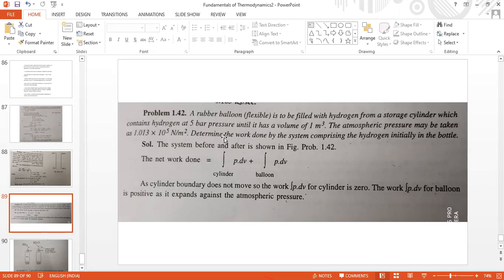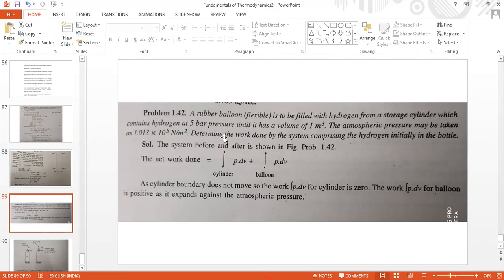That means initially it is flat. That means nothing is there in the rubber balloon, so 0 volume is there. So the initial volume of the rubber balloon is 0, and finally it has to be filled with hydrogen from a certain cylinder until the volume of the rubber balloon comes to a value of 1 meter cube. So that is what is given in the problem.